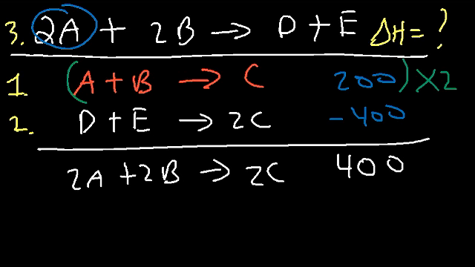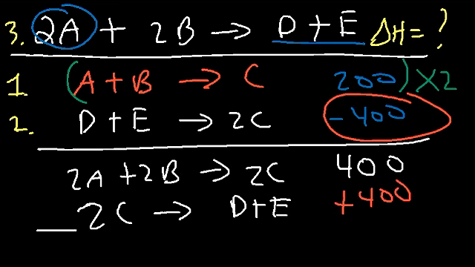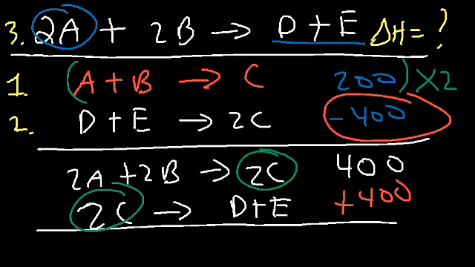Now notice that D and E are on the right side of the equation. That means we got to reverse equation 2. So it's going to be 2C, which turns into D plus E. And whenever you reverse it, the reaction has to change sign. So it's going to go from negative 400 to positive 400. So now let's add these two equations. Notice that we have 2C on the left and 2C on the right. So these two are going to cancel. So everything else is going to drop down.